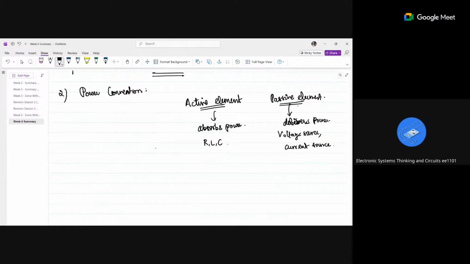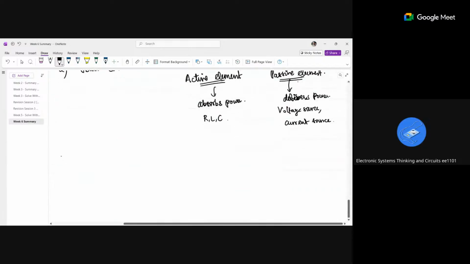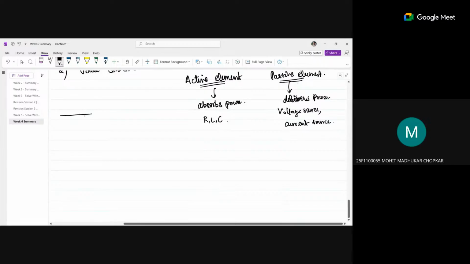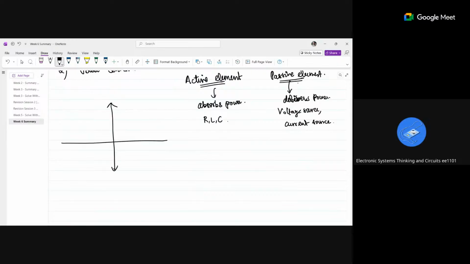So these are the two types of elements. Ma'am, I don't understand the graph using the quadrants. We saw the VI characteristics of a resistor, right?